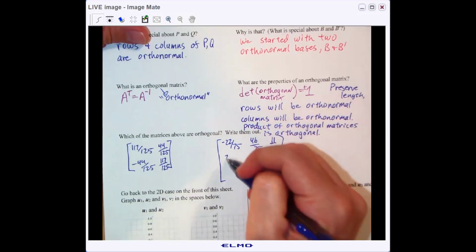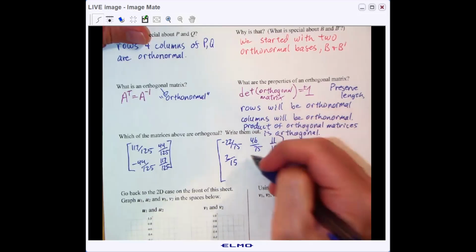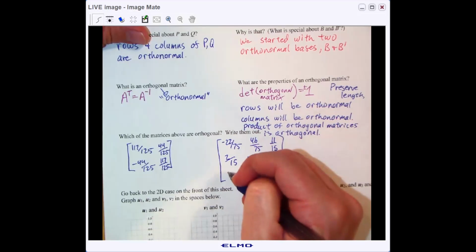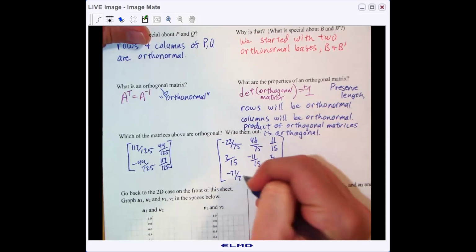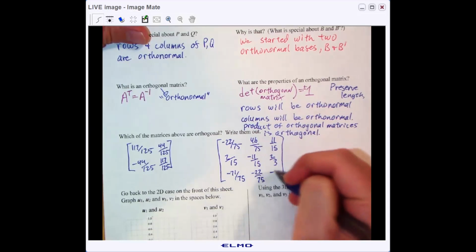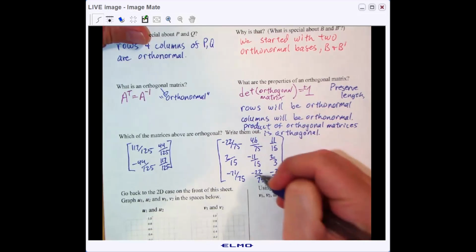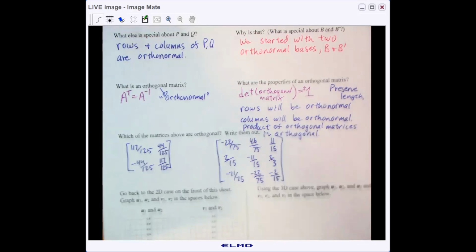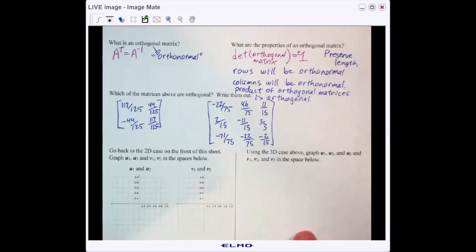This matrix was also orthogonal. And negative 71 over 75, negative 22 over 75, and negative 2 over 15. Be careful of that one. My 1s and my 7s started to look a little similar on the last page. Okay, so now what I want to do is talk about some of the implications of these orthogonal matrices.